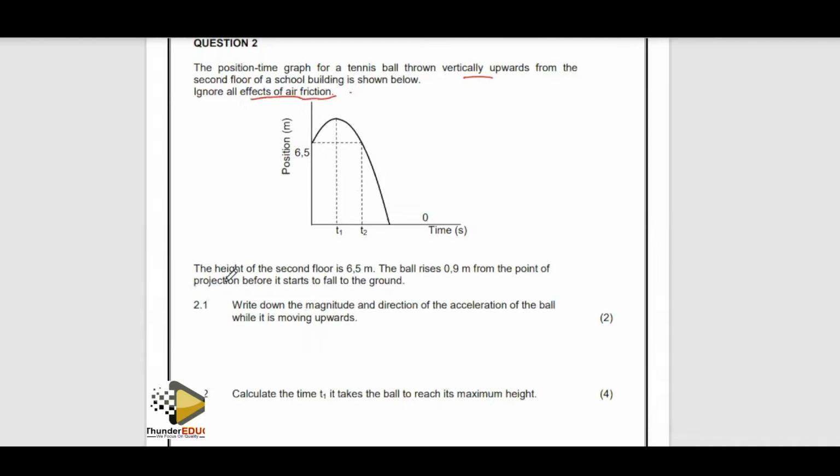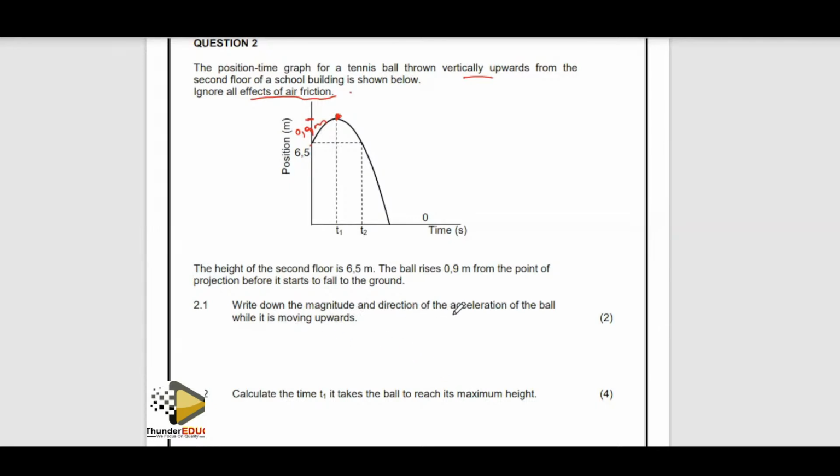The height of the second floor is 6.5 meters. The ball rises 0.9 meters from the height of projection. So from here up to this point, that is 0.9 meters extra before it starts to fall to the ground, which means the maximum height is an extra 0.9 meters.